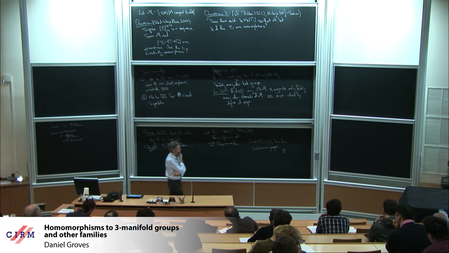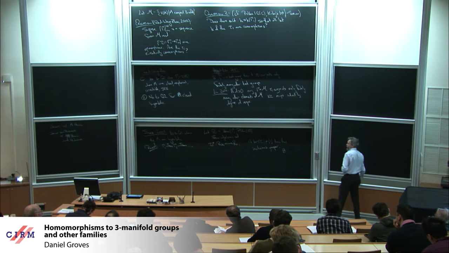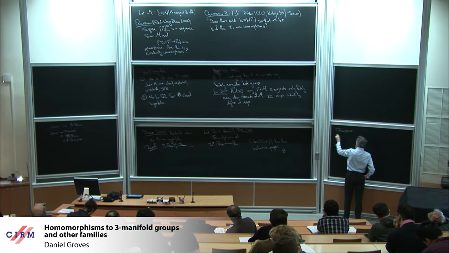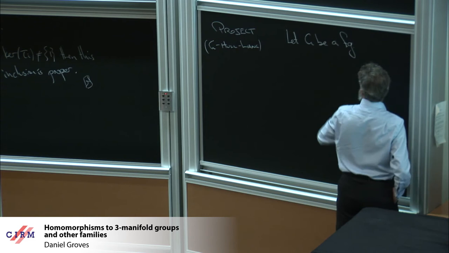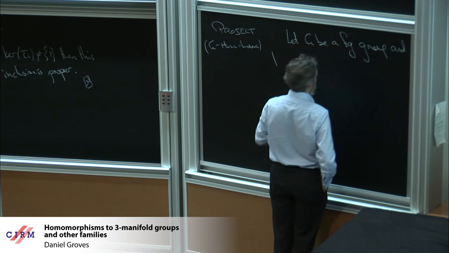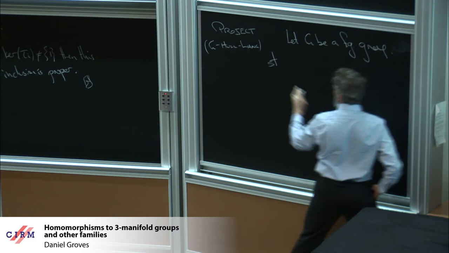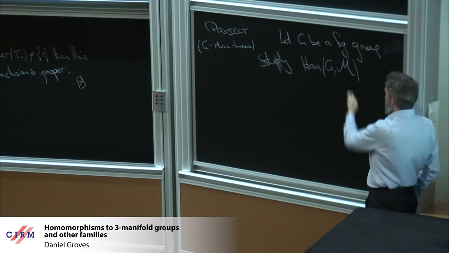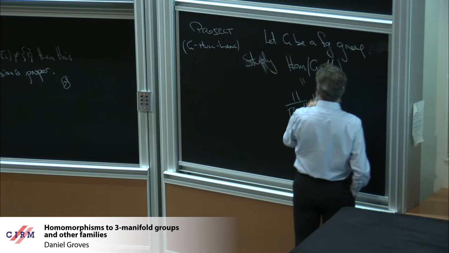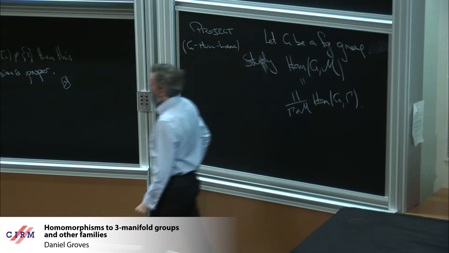Okay, so great. The project with Michael and Howe is to let G be a finitely generated group, and study the set of all homomorphisms from G into the class M. So this is, if you like, just the disjoint union of the homomorphisms from G into gamma. Question one is a specific collection of homomorphisms that you might be interested in.